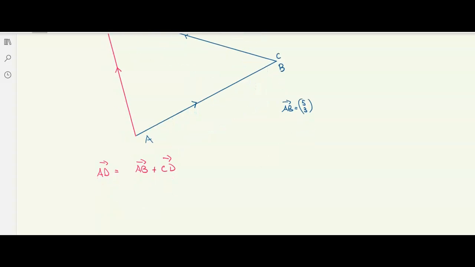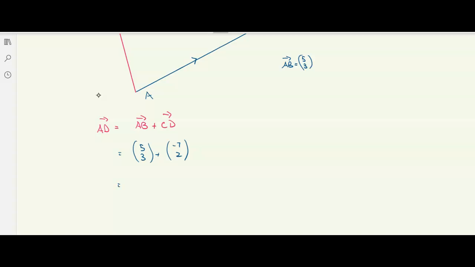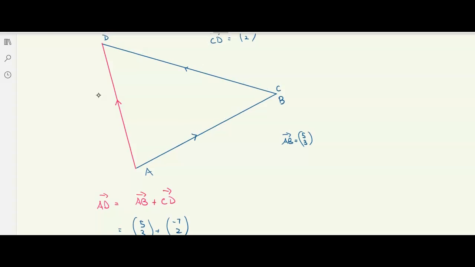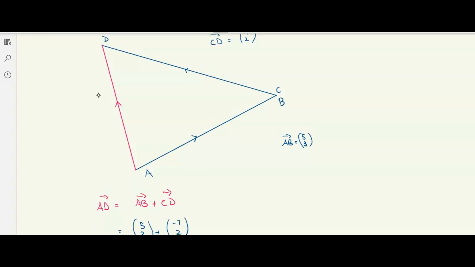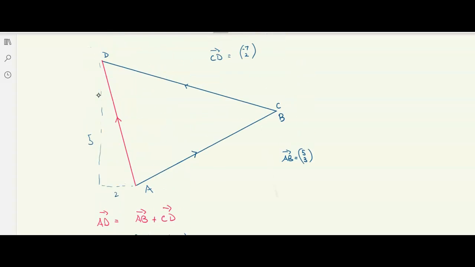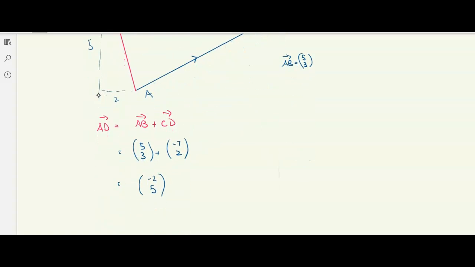Now, all right, AB plus CD, that's not a difficult calculation for us, because that's just 5, 3 plus -7, 2. And as you'd expect, we're going to add the horizontal components and the vertical components to get -2, 5, which is exactly what we would do. If we went from A to D, we'd be trotting along 2 in this direction, and we'd be trotting along 5 in that direction to get -2, 5. So that's how it's done in a geometric sense.